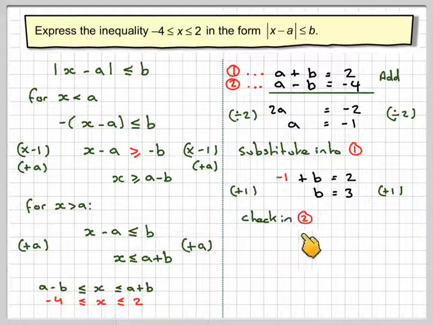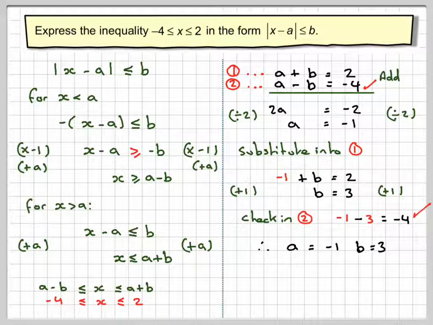Just a little check in equation 2. So a, which is −1, minus my value b, which is 3: −1 take away 3 is equal to −4. That's what I wanted. I got agreement, so therefore I must be correct. So a is −1, b is 3.